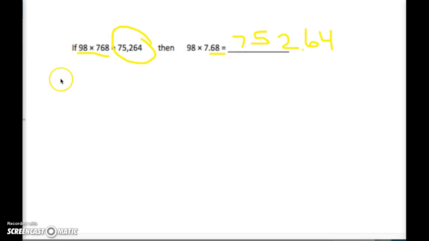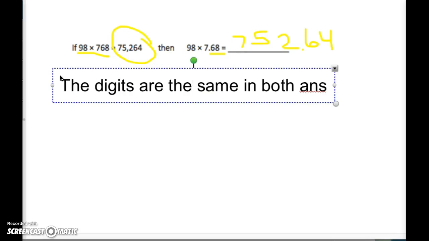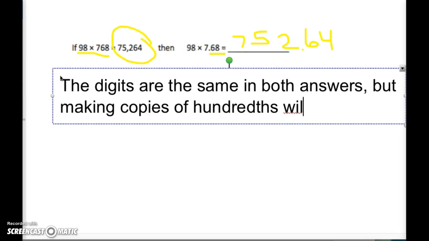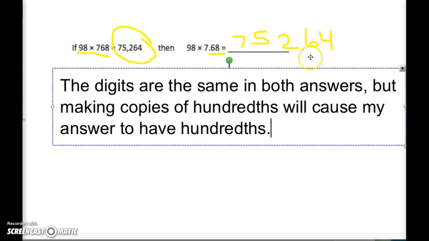My explanation for this might read something like, the digits are the same in both answers, but making copies of hundredths will cause my answer to have hundredths. Okay, so that's how I was able to put that decimal point right here. Good luck on answering your test question.